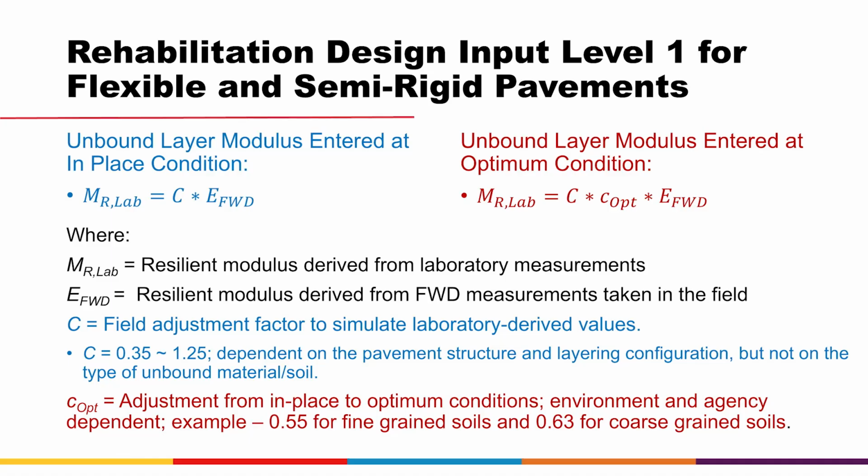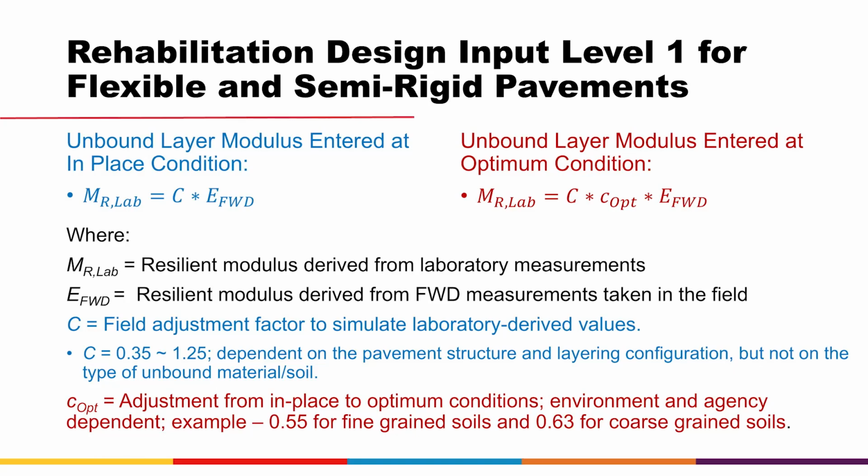If an agency used laboratory modulus values for calibration, which were at optimum conditions, and does not routinely measure the in-place water content and dry density, an additional conversion factor needs to be used to convert the back-calculated elastic layer modulus values at in-place conditions to a laboratory-derived resilient modulus at optimum conditions. This value in the slide is defined as C suboptimum.